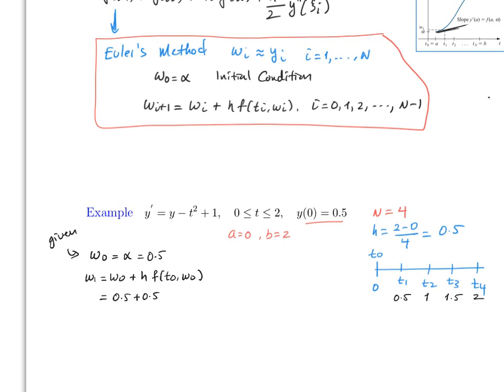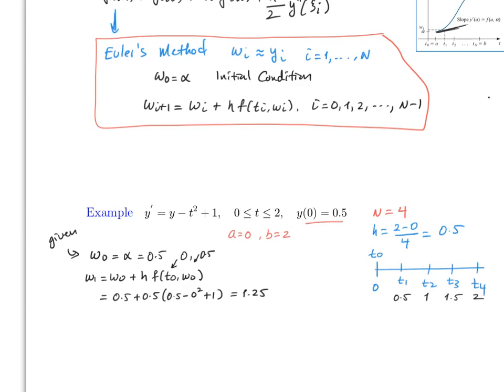And this will be the function evaluated at T0 is 0 and W0 is 0.5. So therefore this will be 0.5 minus 0 squared plus 1. And when you simplify all of this it is 1.25. Like I say, this method is pretty simple.